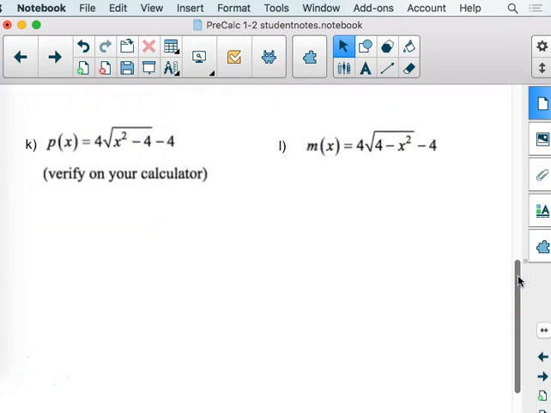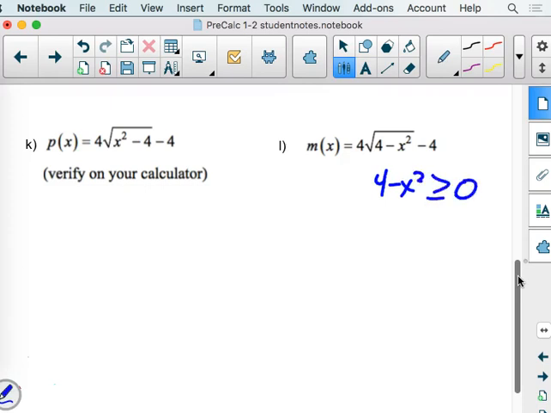Pretty obviously, we've got a square root. There's no division here, so we don't have to think about that, but we need this 4 minus x squared to be greater than or equal to 0. So right away, we move the 4 over. Divide by a negative 1. Flip the sign. And we need to take the square root.